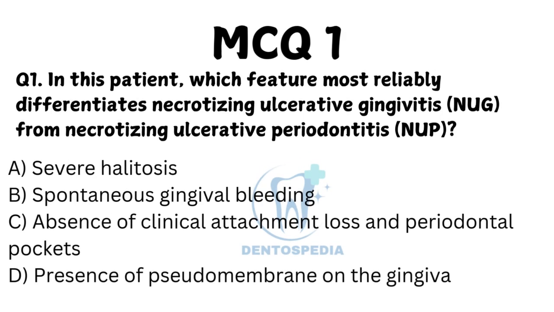In this patient, which feature most reliably differentiates necrotizing ulcerative gingivitis from necrotizing ulcerative periodontitis? Option A, severe halitosis. Option B, spontaneous gingival bleeding. Option C, absence of clinical attachment loss and periodontal pockets. Option D, presence of pseudomembrane on the gingiva. Take a few seconds to think.